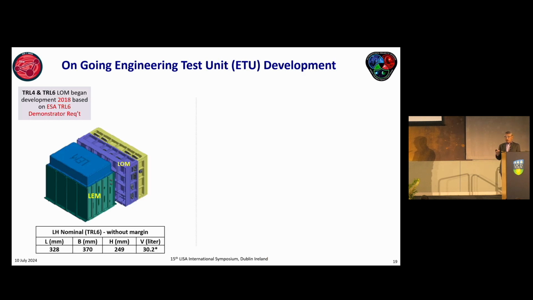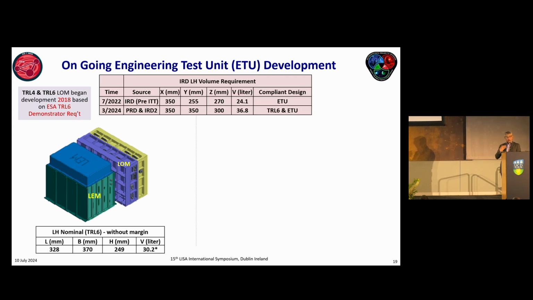I mentioned the ETU. Back in 2018, that's when we started our effort. There was an ESA TRL6 demonstrator requirement at a certain volume allocation, and we followed that requirement and designed our laser head to meet it. But then, as time evolved, so did the requirement. And in July of 2022, there was a set of new requirements, shown up here, meaning that whatever we designed would not fit the IRD requirement.